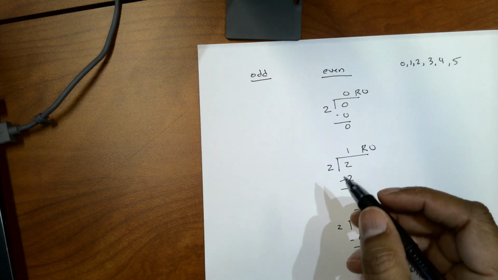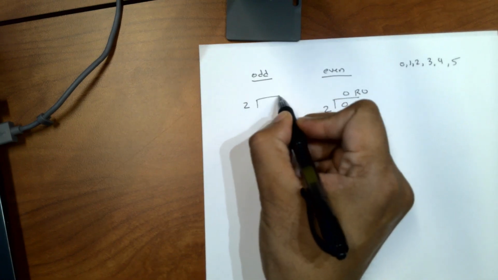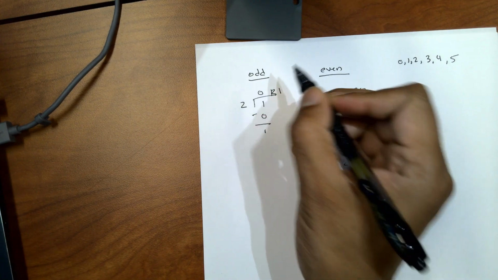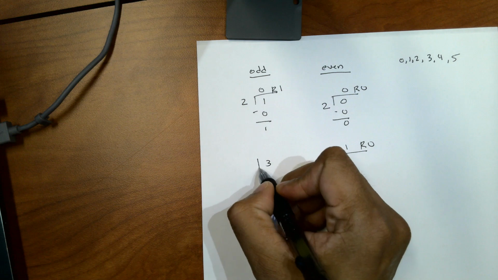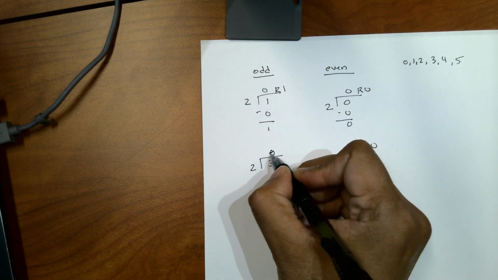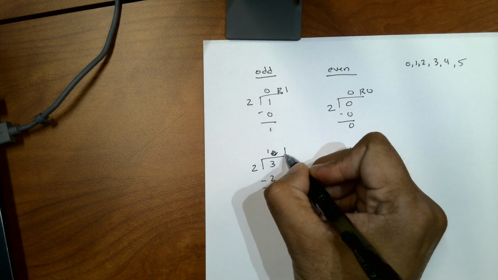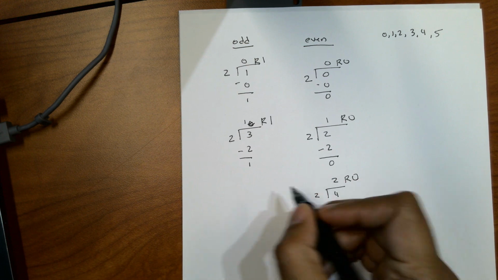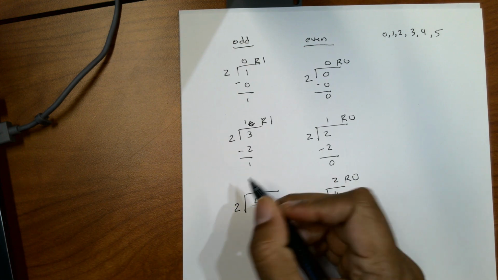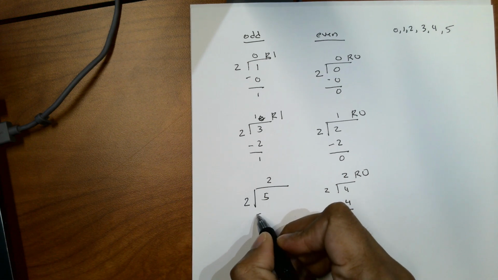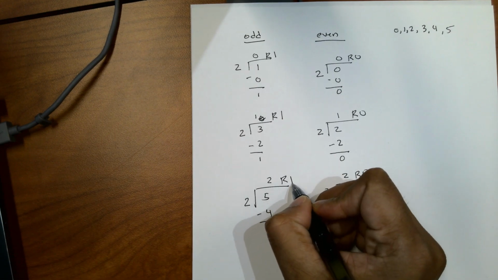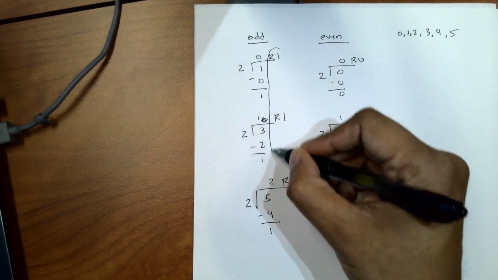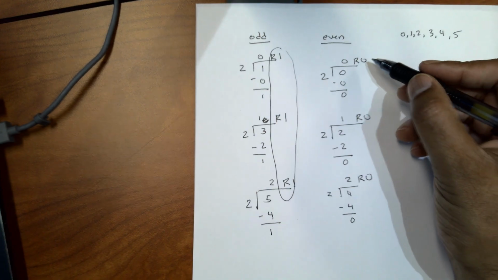So now let's do the odd numbers. Let's take 1: 2 times 0 is 0, remainder 1. Let's take the number 3: 2 times 1 is 2, remainder 1. And let's take the number 5 here: 2 times 2 is 4, remainder 1. So the odd numbers, when you divide by 2, have a remainder of 1, and the even numbers have a remainder of 0.